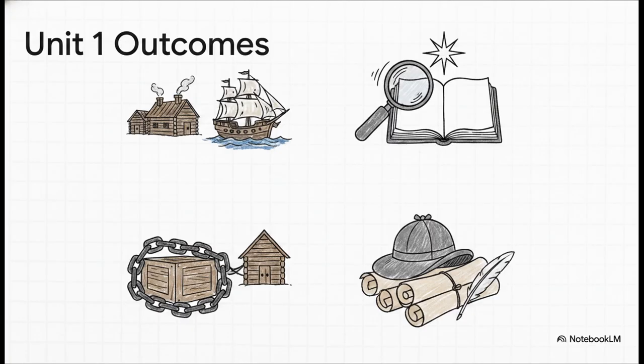Actually, a super common misconception is that the early colonies were just these isolated, independent little towns. In reality, no way. They were part of a massive, heavily interconnected global system, and you'll be using evidence directly from primary historical accounts to prove exactly that.